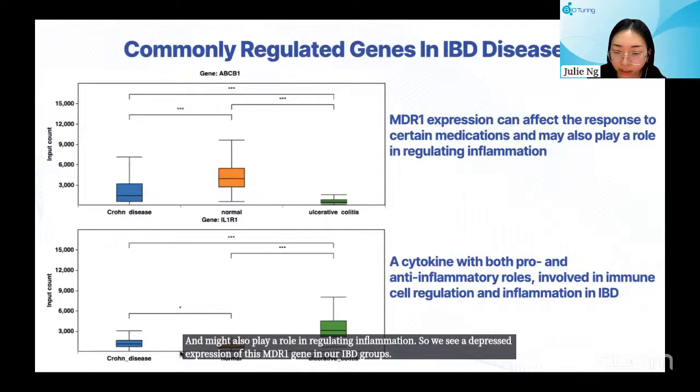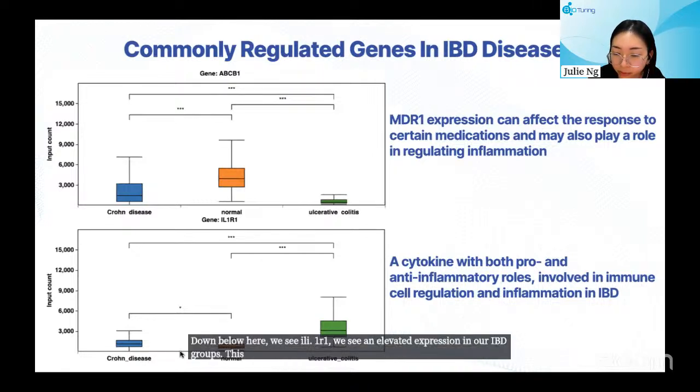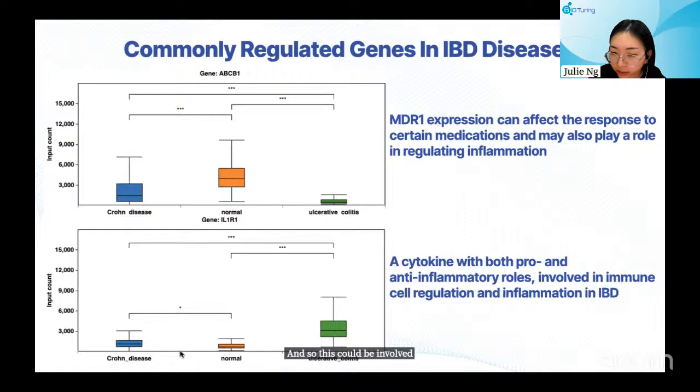Down below here, we see IL-1R1. We see an elevated expression in our IBD groups. This is a cytokine with both pro- and anti-inflammatory roles, and so this could be involved in immune cell regulation and inflammation in IBD.